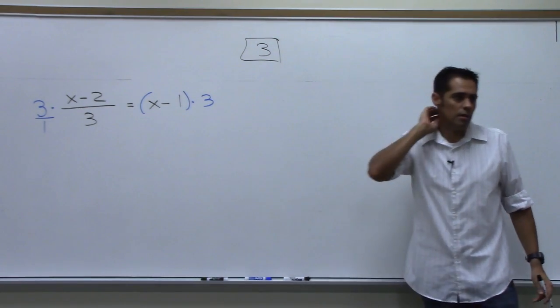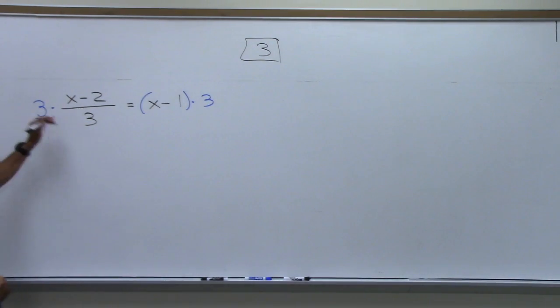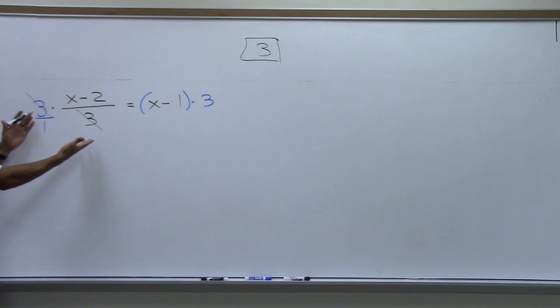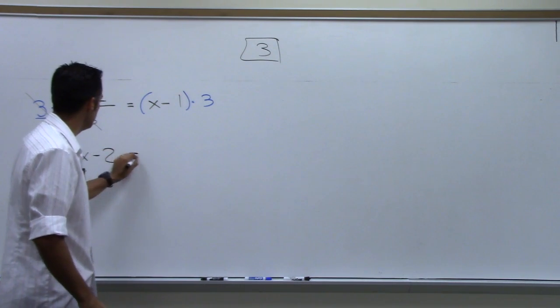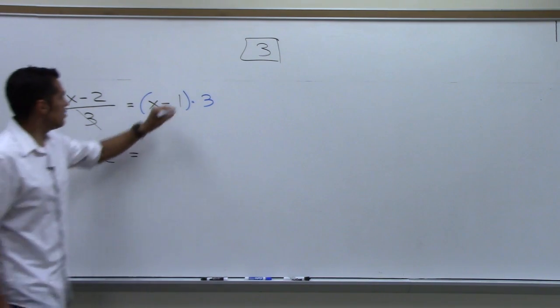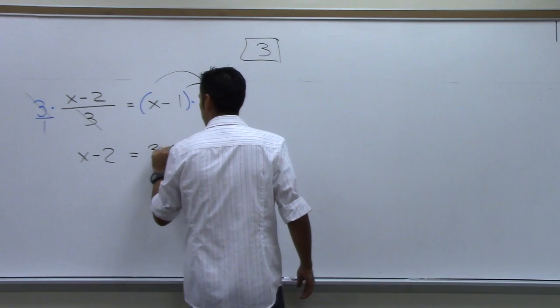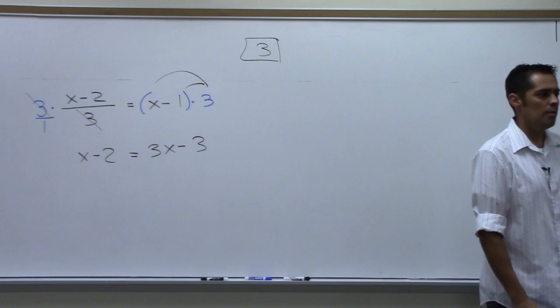Now tell me what I can do on the left side. I can cancel these 3's out. All right? That's the whole point of us coming in with a 3, is that these are common factors now. I can cancel them out, and I've removed the fraction completely. So I just have the x minus 2 that's left. Any questions on that? Right side? 3x minus 3. So you distribute through, 3x minus 3. And now this looks more like what we had before, right?